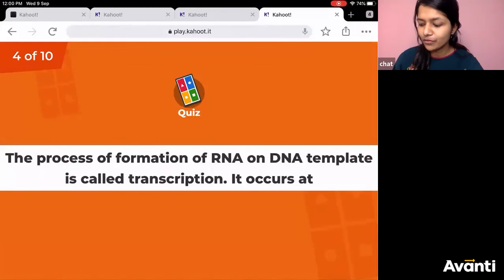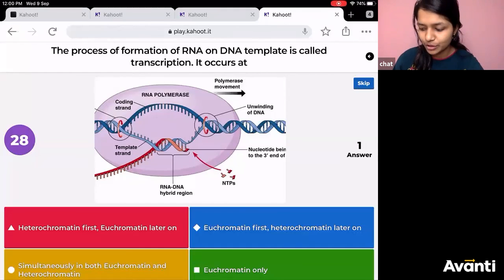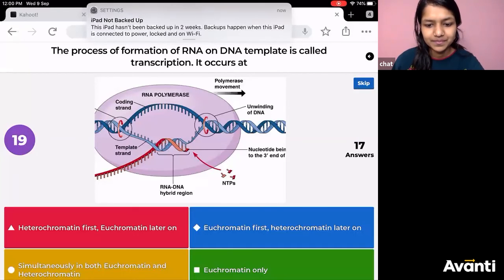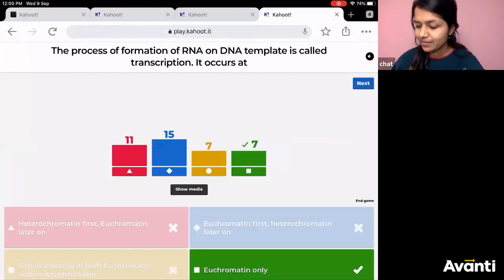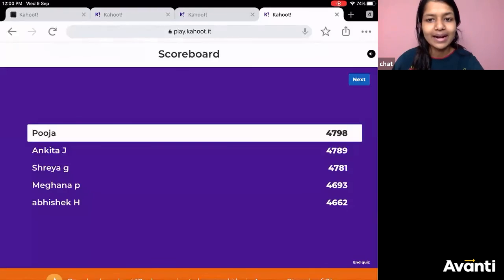The process of formation of RNA on DNA template is called as transcription. It occurs at... this is taught, right? Euchromatin and heterochromatin. Light will be euchromatin and dark will be heterochromatin. So which one gets transcribed? In the beginning only I had taught this. Only euchromatin can get transcribed. Heterochromatin does not get transcribed. Okay, euchromatin gets transcribed.